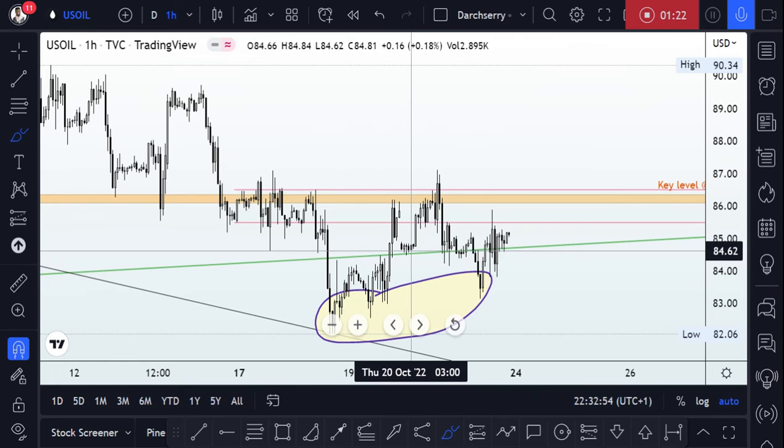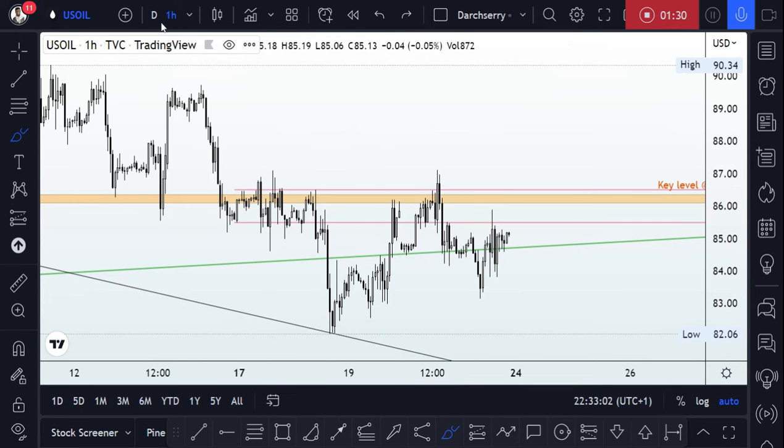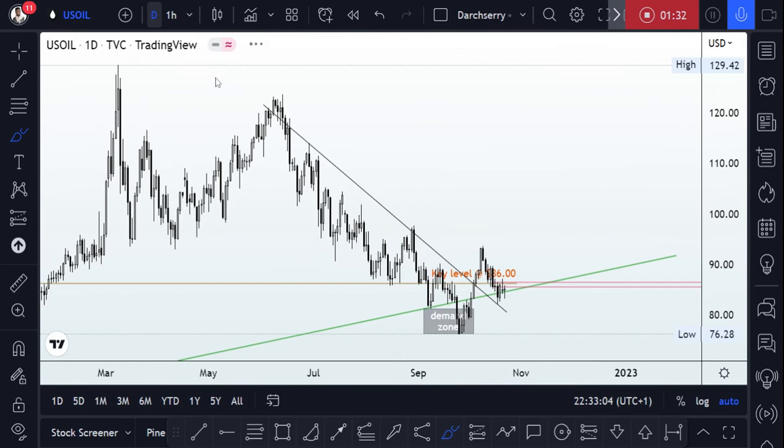So now that we're heading into the new week, what is really going to be our plan as we look at this structure from a technical standpoint? So scaling up into the daily time frame.